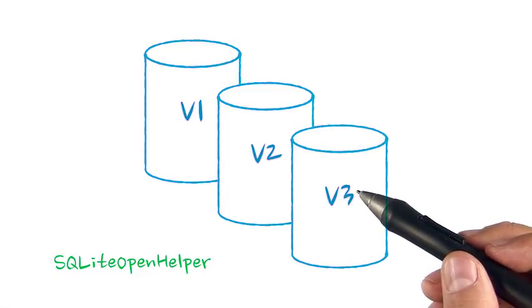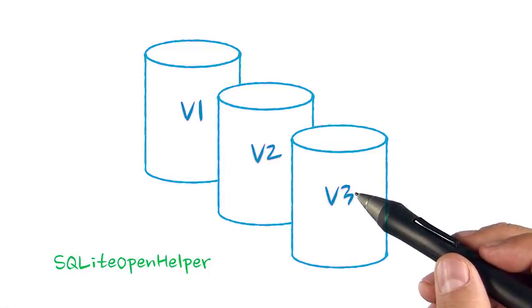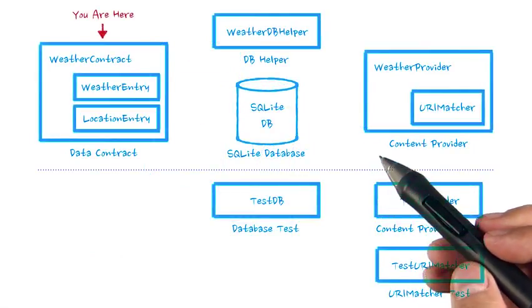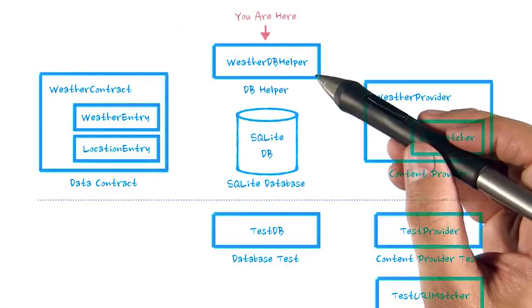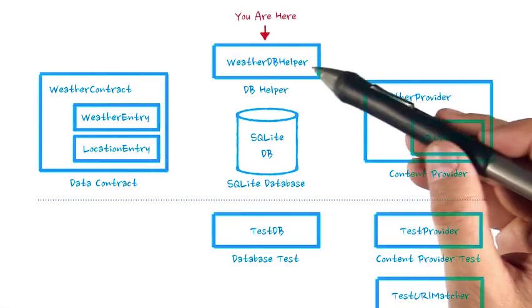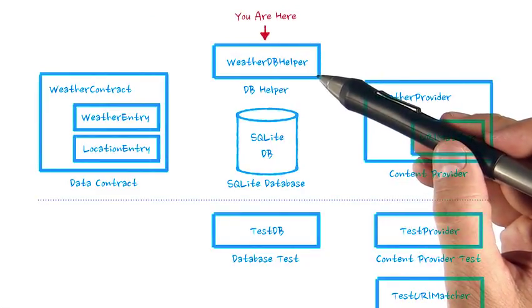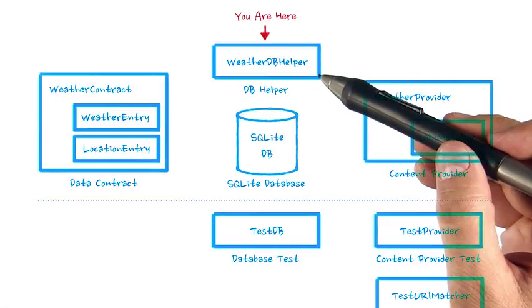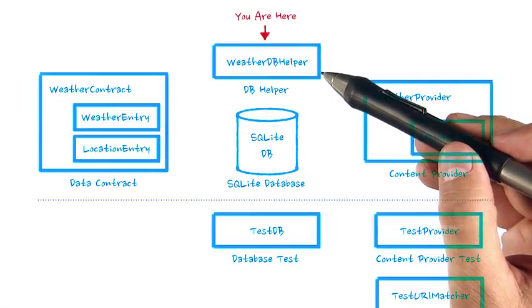For many apps, being able to upgrade to a new version without data loss is critical. For Sunshine, we just want to make sure that upgrades that involve database schema changes happen smoothly. Let's take a look at SQLiteOpenHelper more closely in action. We're going to be working in the WeatherDB helper class that you've been given, which extends SQLiteOpenHelper. It contains code to create and initialize the weather database.